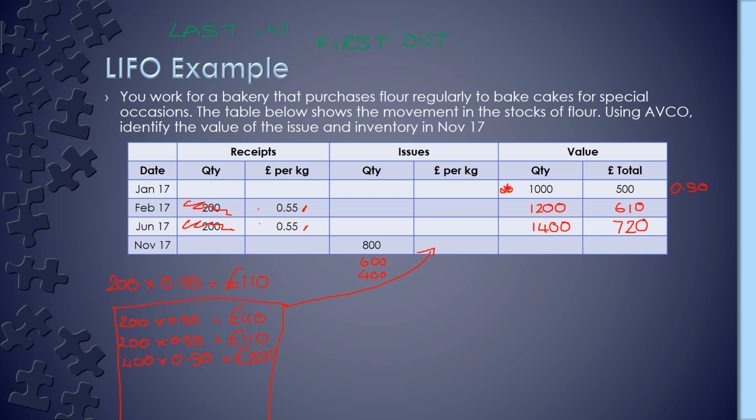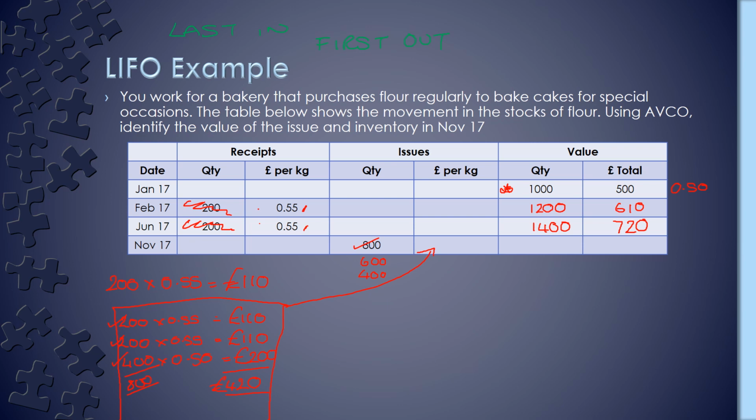Which gives us £200. So now we just need to check, have we got everything? So we've got 200, another 200 is 400, and another 400 is 800. So there's our 800 kilos. So we know that we've done that. This issue has now been valued at £420 because it's all of those added together, because that makes up our 800 kilos.